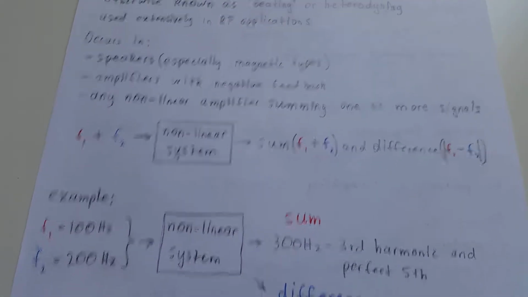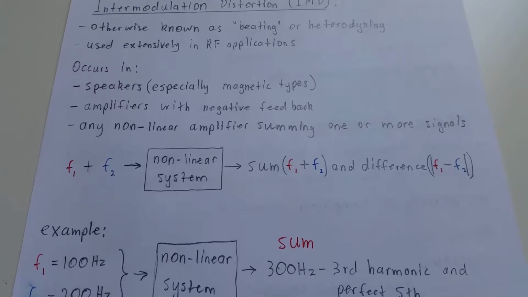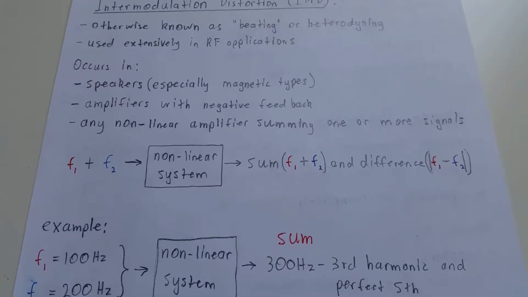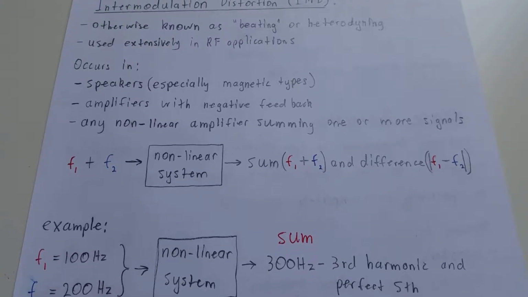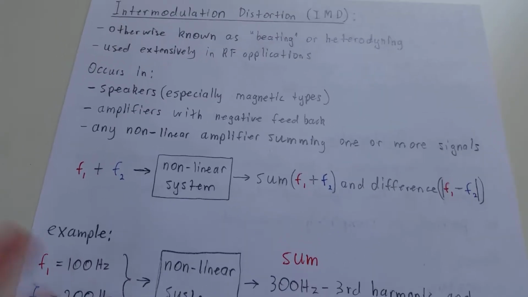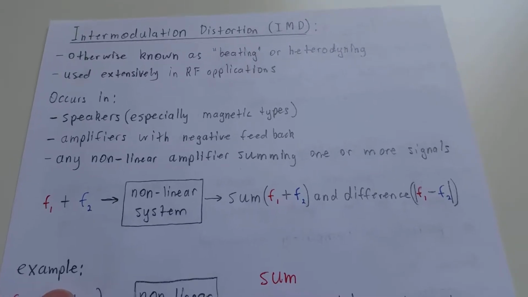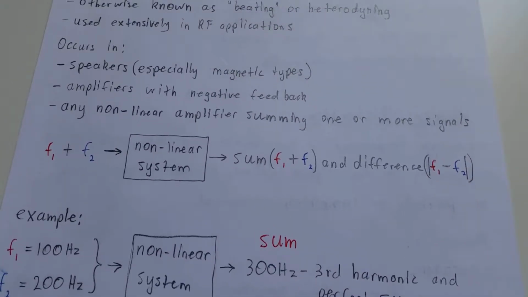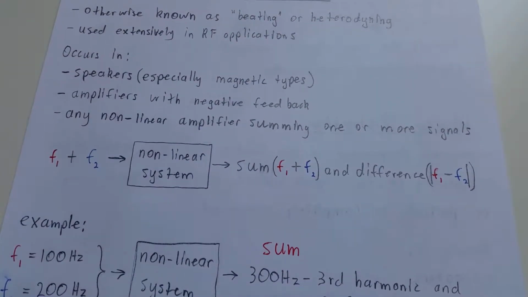from speakers, usually magnetic type speakers where you have a speaker cone, and if you put a number of different types of frequencies on there, you'll get all kinds of intermodulation products. I'll show you what all that means in a moment. Amplifiers with negative feedback. Any nonlinear amplifier summing one or more signals. Negative feedback is basically that.